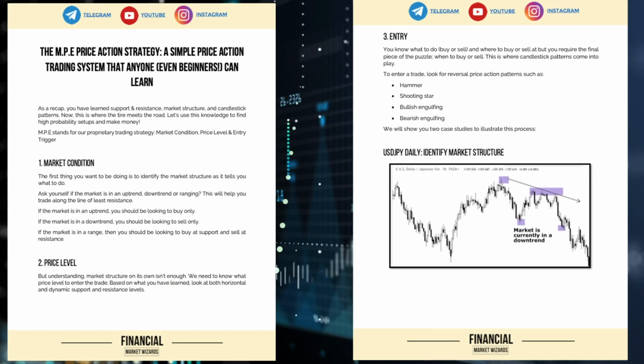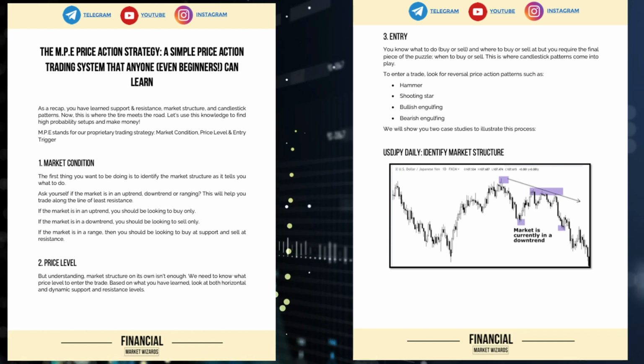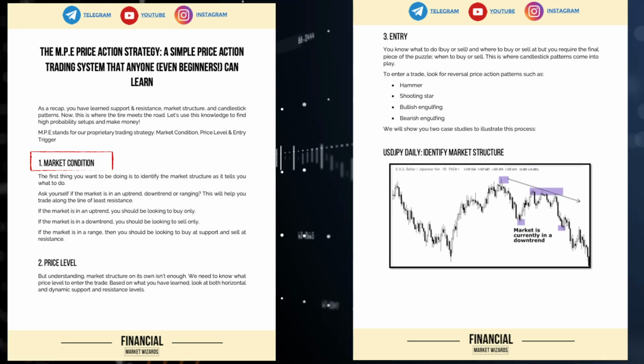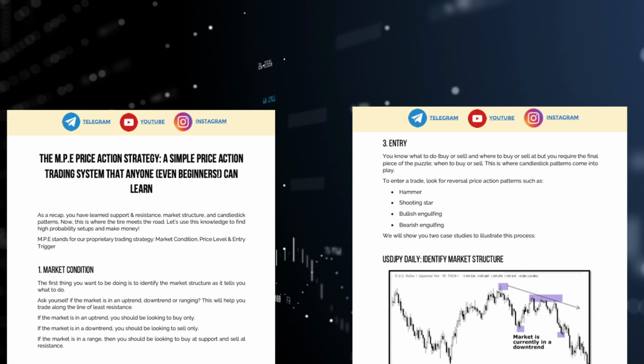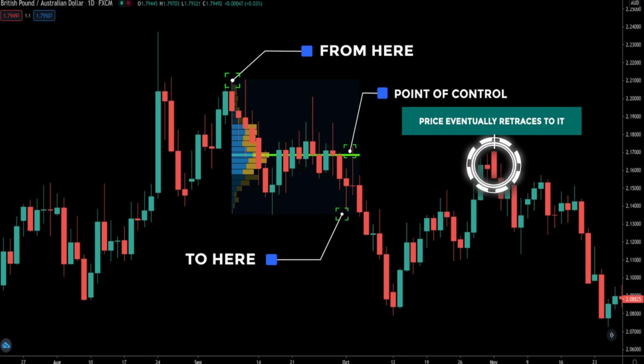Summing up this video, I explained what the M.P.E trading strategy stands for. M stands for market condition, P for price level, and E for entry trigger. I also showed you how to incorporate the volume profile as part of P in the M.P.E trading strategy. You want to plot the volume profile at the consolidation areas and pay attention to the point of control. The volume profile will plot it out for you automatically and it is the largest bar. Be patient and wait for the price to retrace to the level and watch for a candlestick pattern.